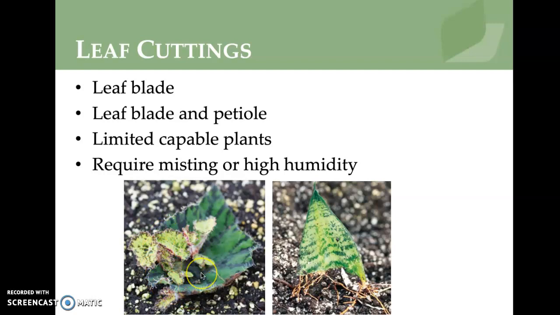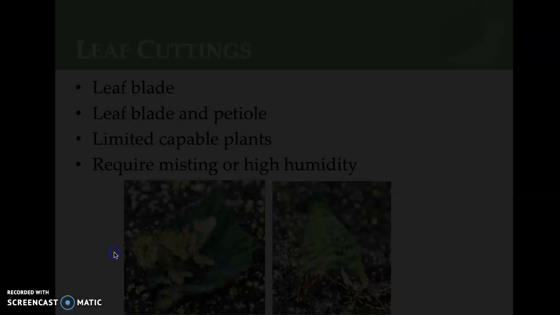They'll do a cut in the leaf, and that's where, at that point of damage, it decides to start to sprout the new plant. So they're talking about these different types: leaf blade, leaf blade and petiole, limited capable plants, and then require misting or high humidity. So you have to keep misting them to keep them growing.